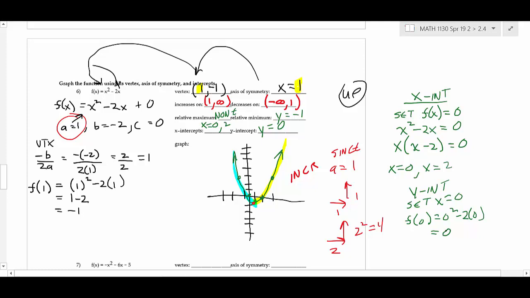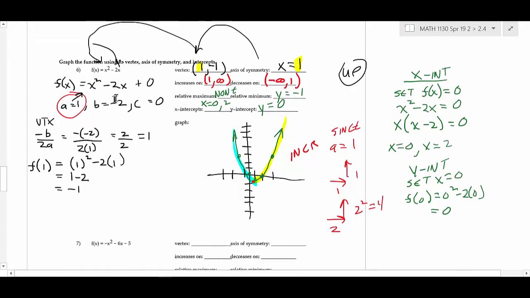So that's how you want to do those problems with the negative b over 2a way. And to me, it's probably a little bit simpler for students in the long run. And then if you do x-intercepts and y-intercepts, you just work with the initial form, okay?